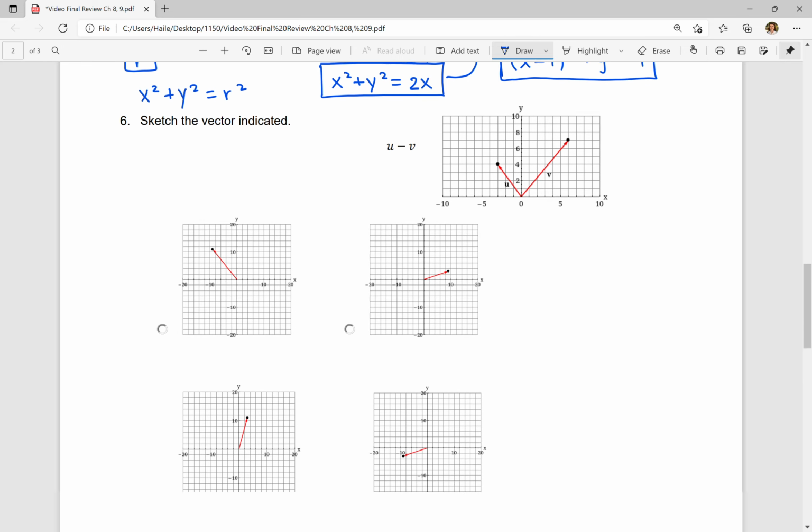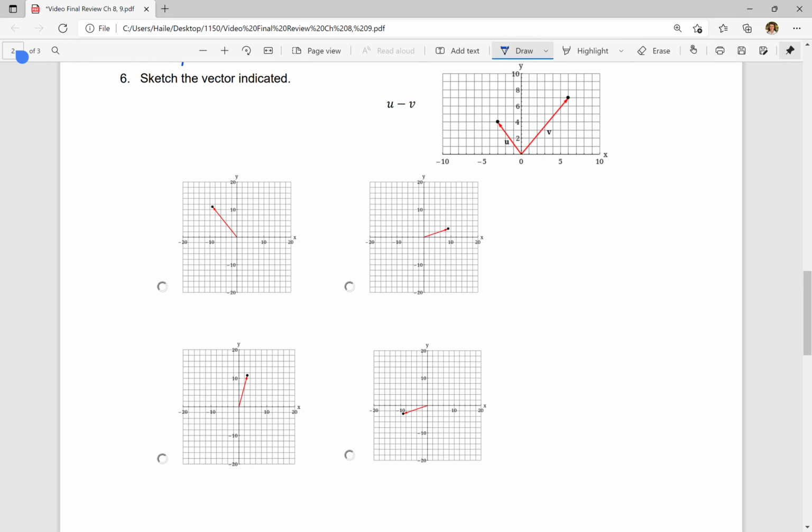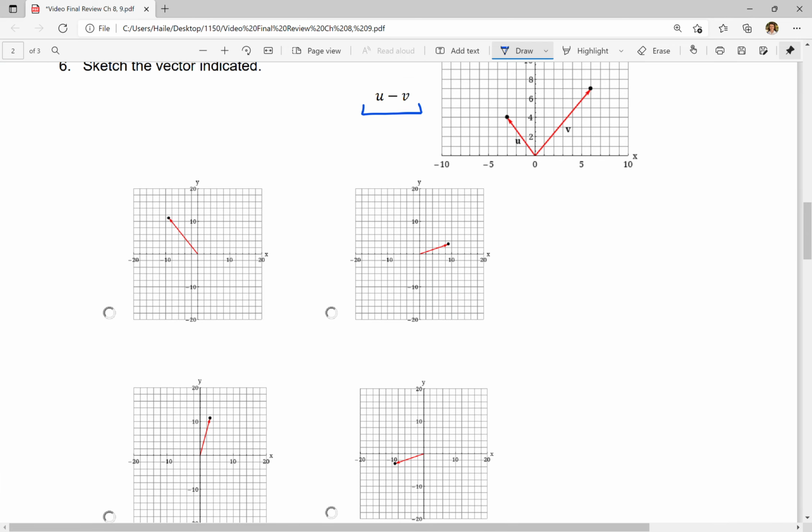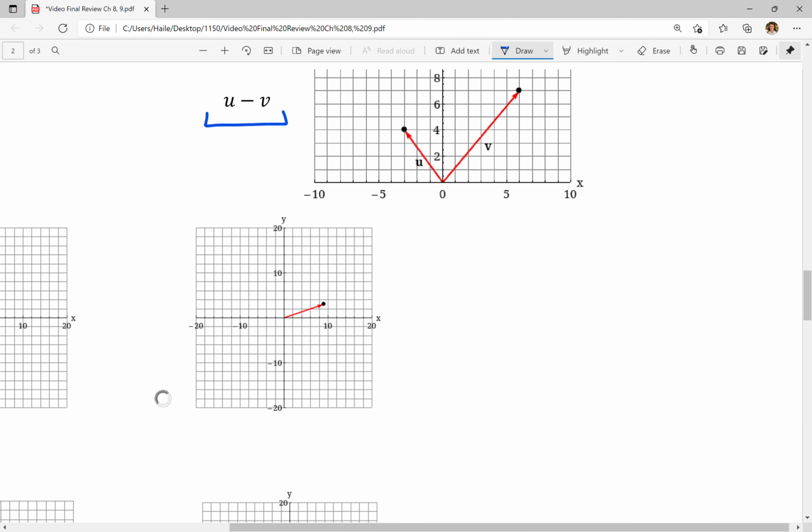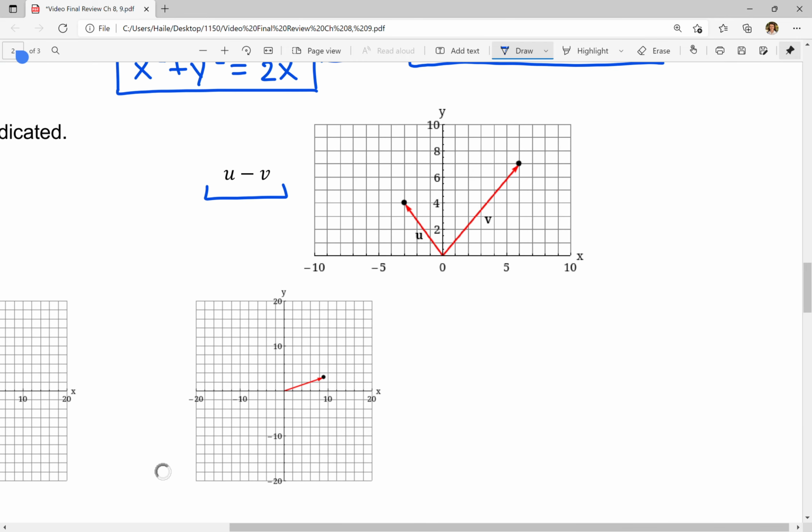And so this is the fully simplified version of the rectangular equation. Okay, in the next problem, we're going to sketch the vector indicated. So our indicated vector is this expression u minus v, and we're given the vectors u and v in a picture on this graph. So the first thing I would do is just translate this picture of vectors into a couple of formulas really quick.